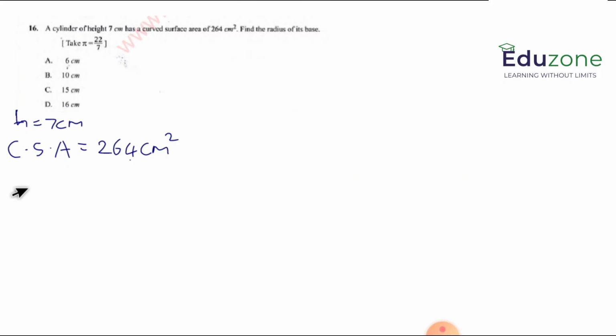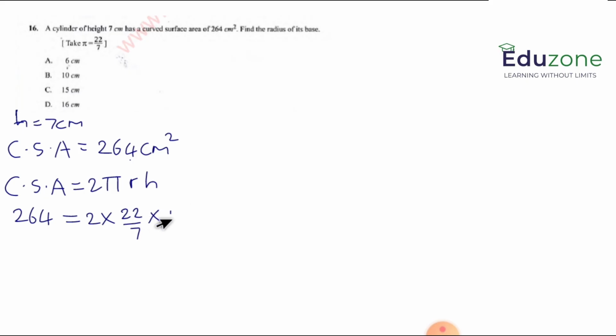So let's write the formula for curved surface area. CSA, which is our curved surface area, is equal to 2 pi RH. And we know that CSA from the question was given as 264. So I'll replace this CSA with what? 264. Then this is my 2, I'll put it here, times pi, which is 22 over 7. So we say 22 over 7 times radius. That's what the solution should find. Then times H. H is 7.